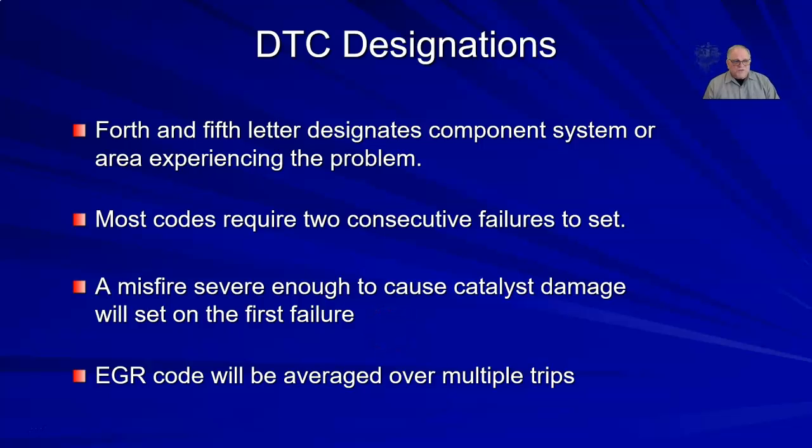Most of the codes require 2 consecutive failures before they set. Once the code is set, if the problem goes away, 3 tests of the problem not reoccurring, and the light will go out, 40 tests, the code clears from history. If a misfire occurs at 15%, so severe enough to cause catalyst damage, the code will set the first time. EGR, multiple tests, it's going to average it to prevent false EGR codes.